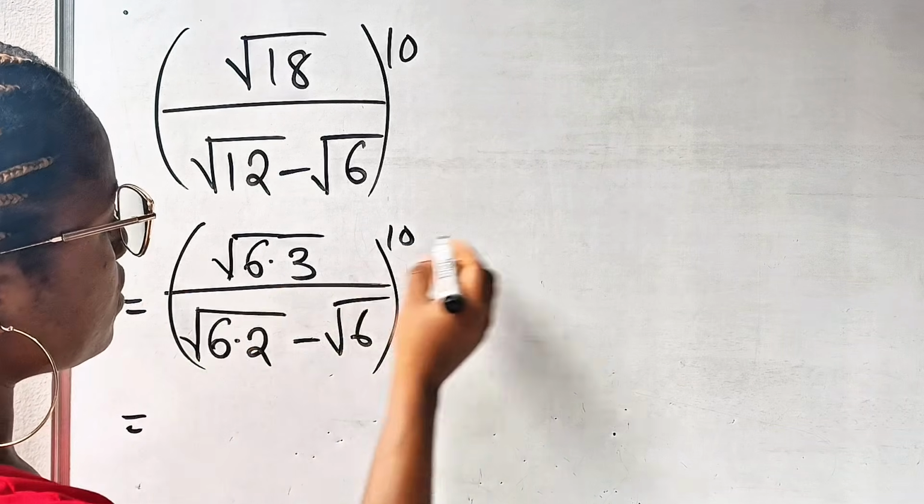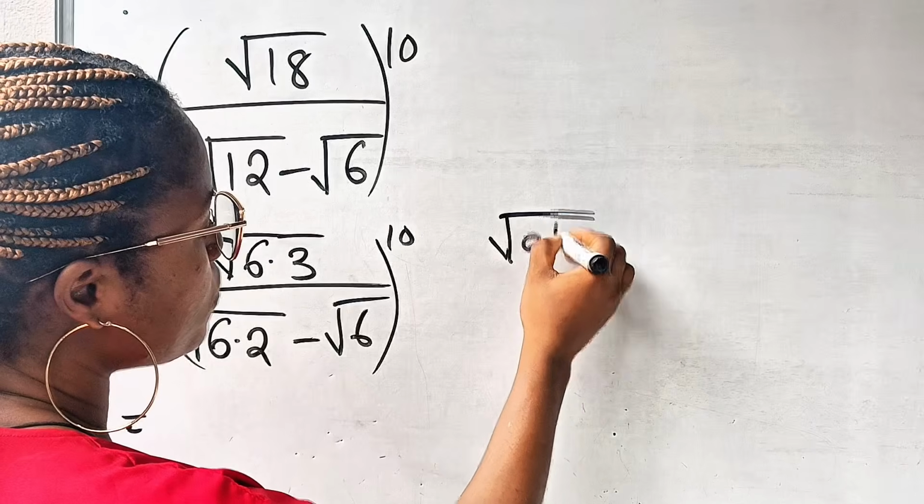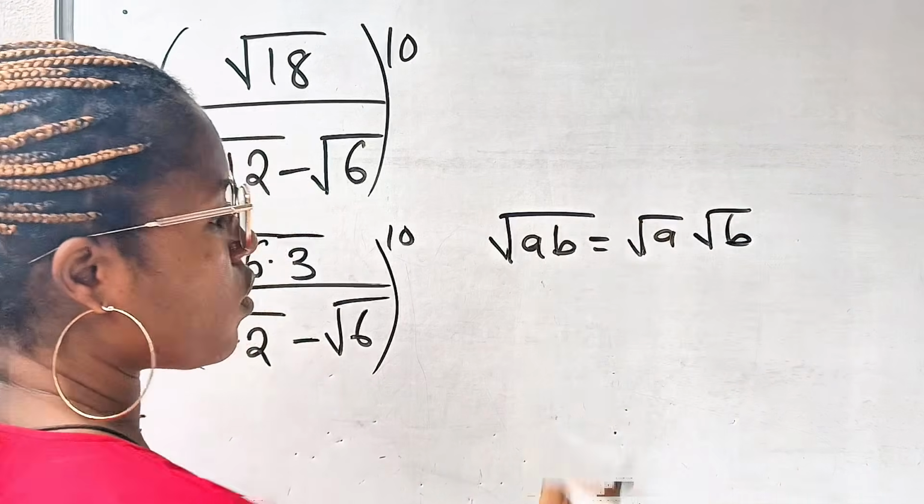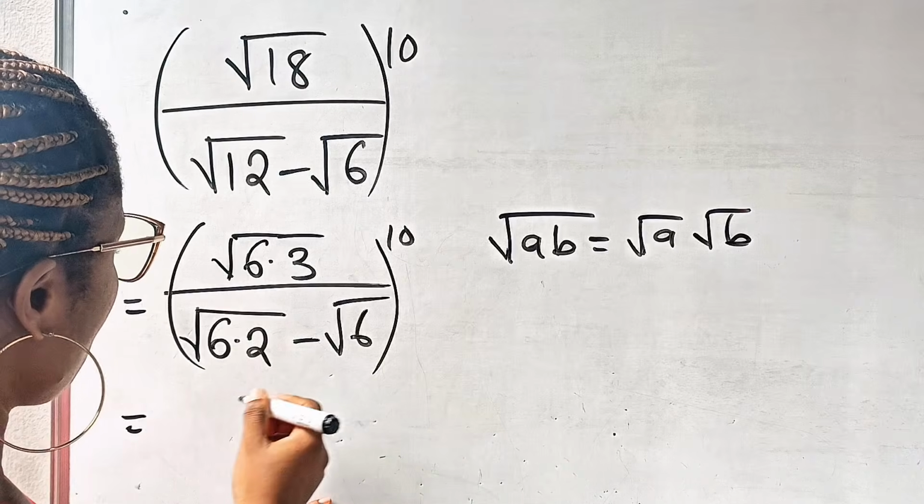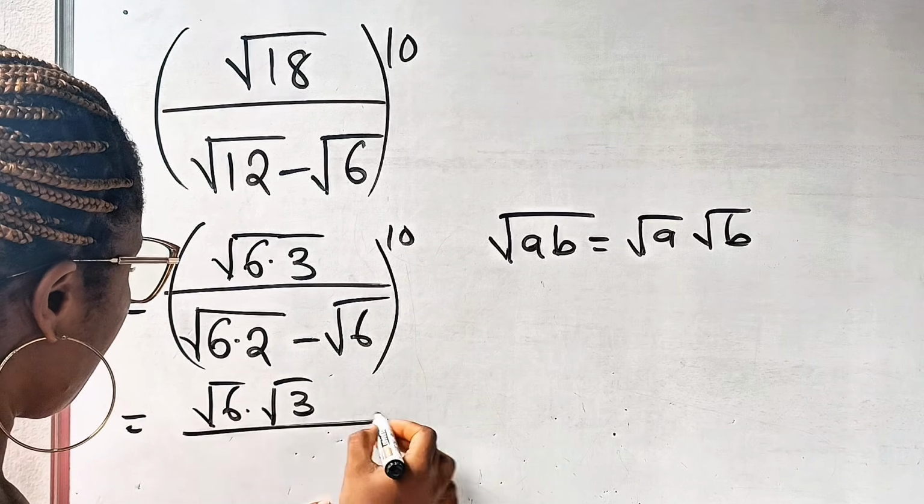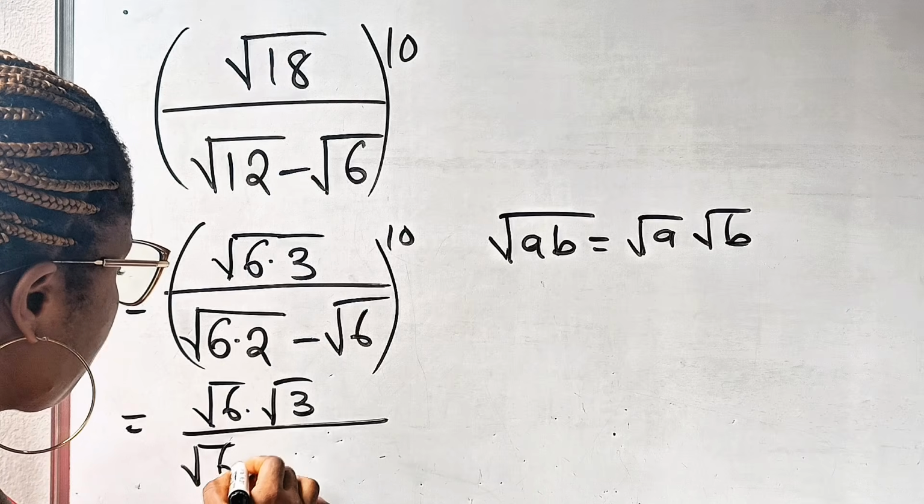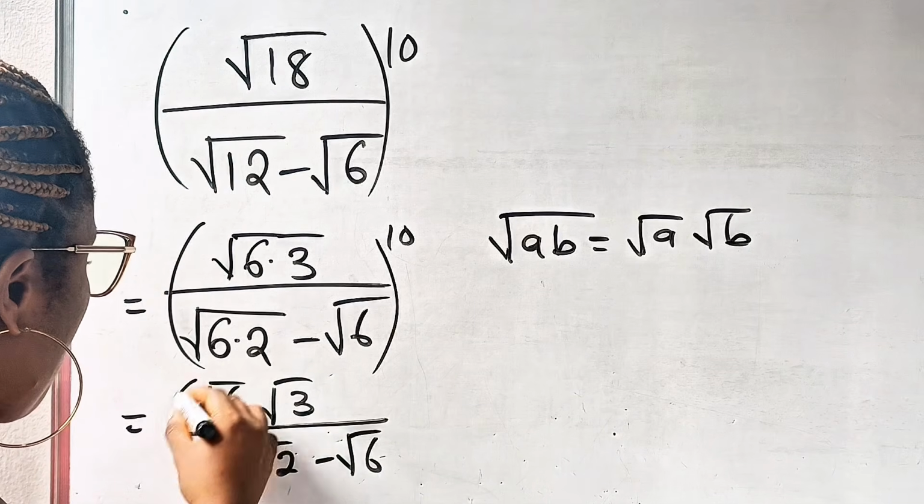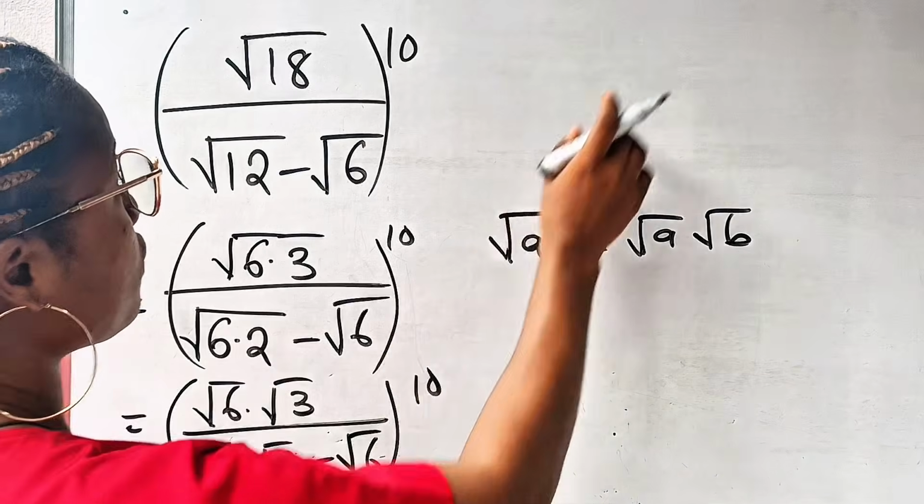Then we can split this, because the square root of a multiplied by b is the same thing as the square root of a multiplied by the square root of b. Okay, so we have square root of 6 multiplied by square root of 3, divided by square root of 6 multiplied by square root of 2 minus square root of 6, everything to the power of 10.